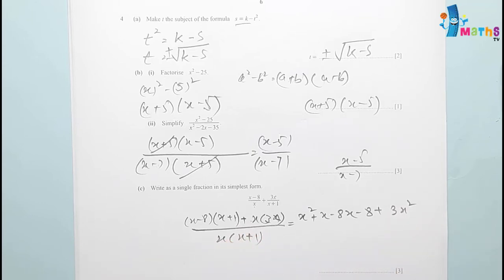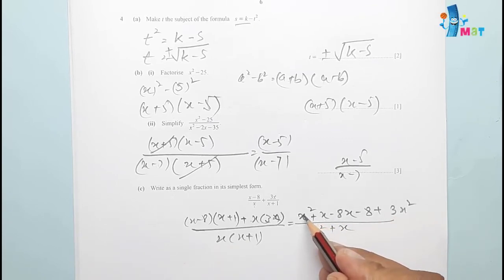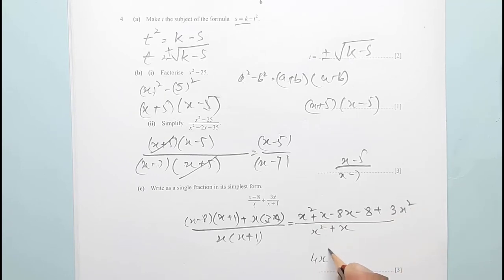Now divided by x square plus x, if we multiply this. So now we can simplify. x square plus 3x square will be 4x squared, and this will be minus 7x minus 8, divided by x square plus x. This will be our final answer.